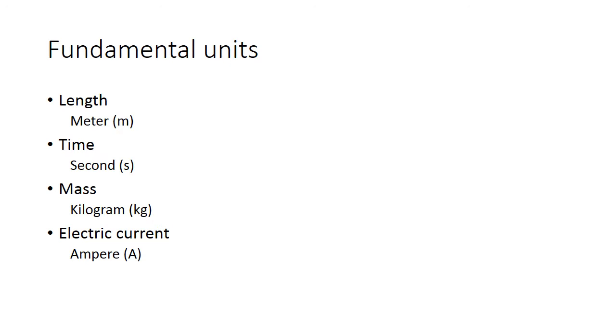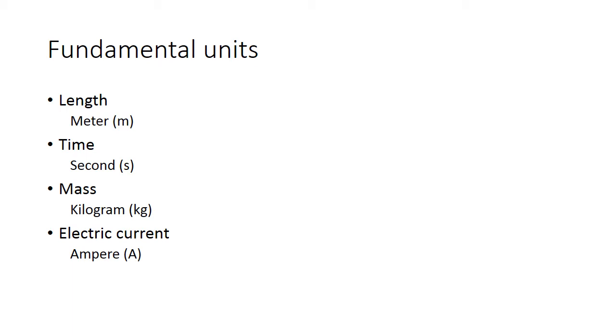There are 4 fundamental units in the metric system. The unit for length is a meter. We abbreviate that as a lowercase m. The fundamental unit for time is a second, which we write as a little s. Here's the tricky one. The fundamental unit for mass is a kilogram, which we write as kg. This is tricky because this is the only one that has a prefix.